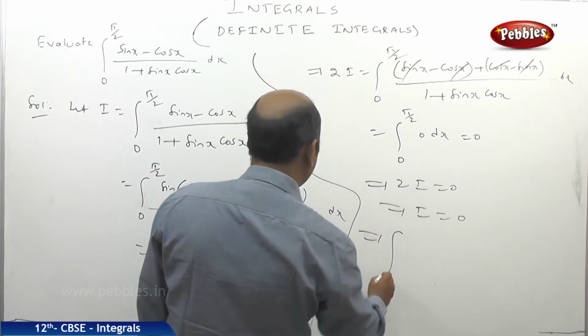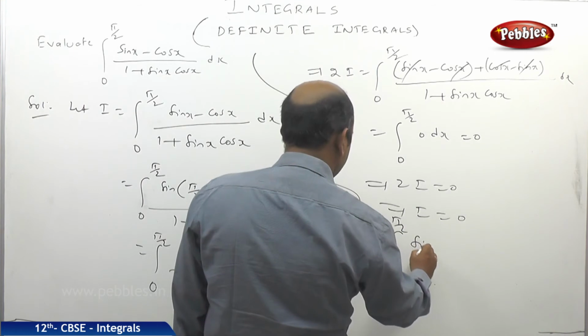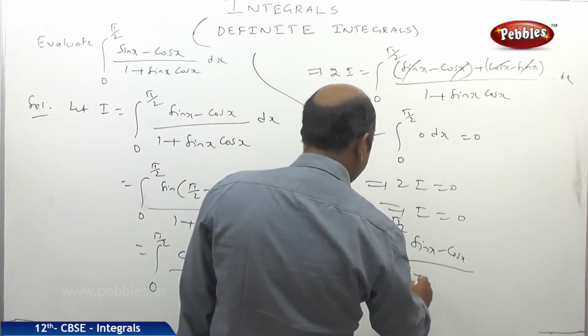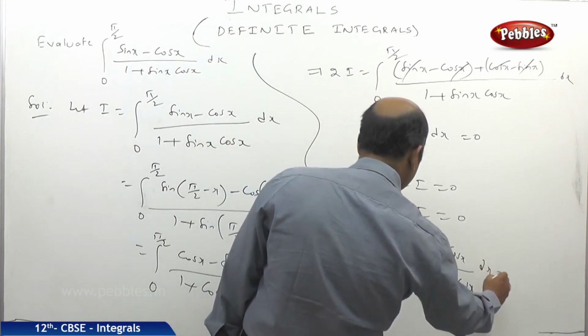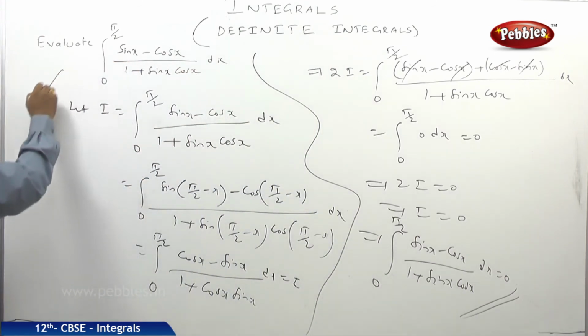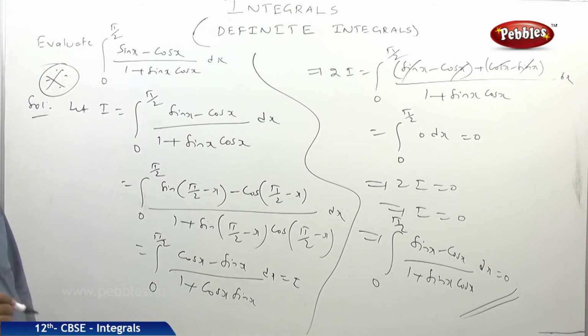That means what can I conclude? The integral from 0 to pi by 2 of (sin x minus cos x) divided by (1 plus sin x cos x) dx is equal to 0. This is also an important problem. It is one of our latest questions. This is the symbol for importance.